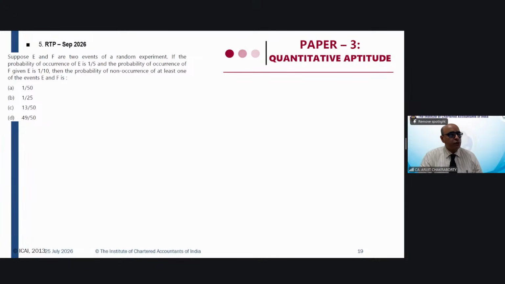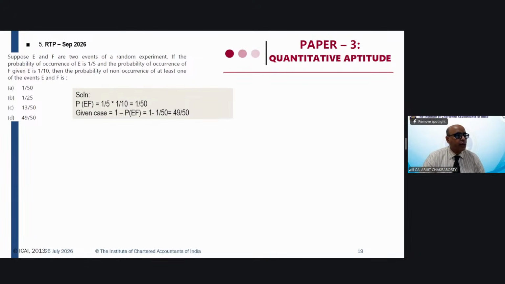Suppose E and F are two events of a random experiment. If the probability of occurrence of E is 1/5 and the probability of occurrence of F given E, that means this is a conditional probability, is given, then what is the probability of non-occurrence of at least one of the events E and F? So here we have to find out the probability of non-occurrence of at least one of the events.